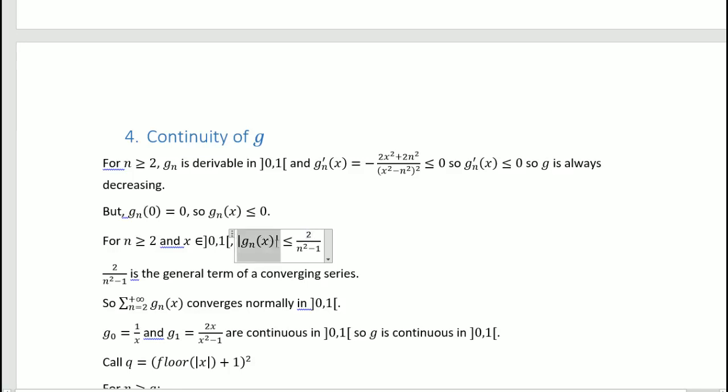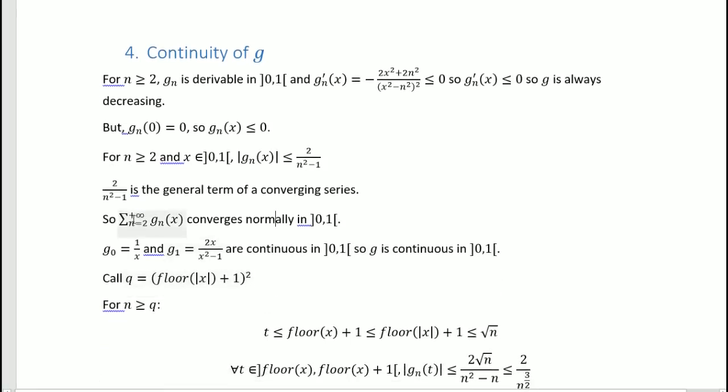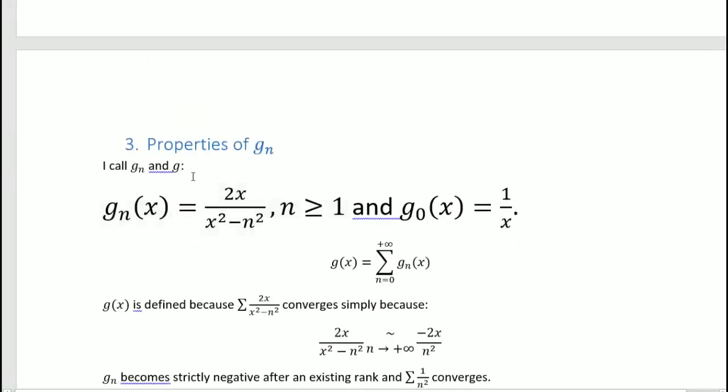So it means that the sum of the series of g_n converges, and the sum of the absolute value of g_n converges too. So it means that this converges normally, starting from 2, because we started from 2 here. And the fact that we started from 2 allows us to get this expression. And we already know g_0 and g_1. The expression of g_1 is just replacing from here with n equal to 1.